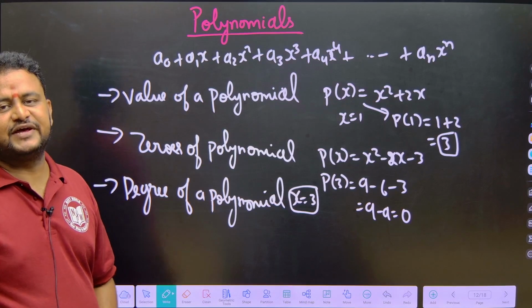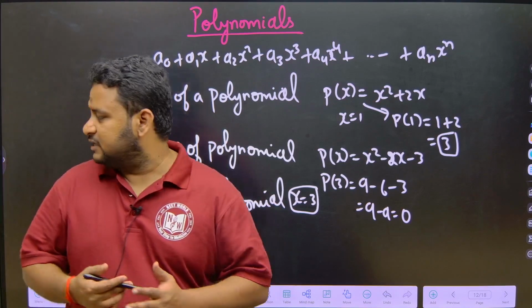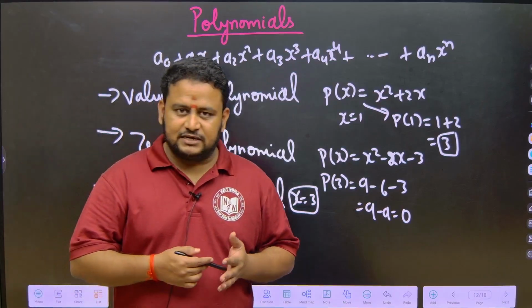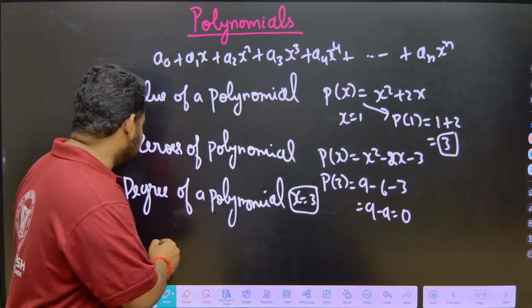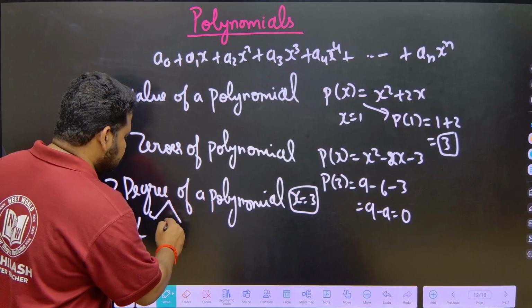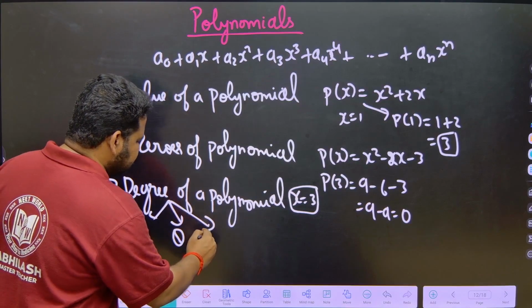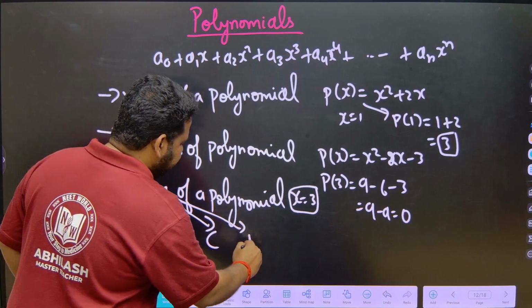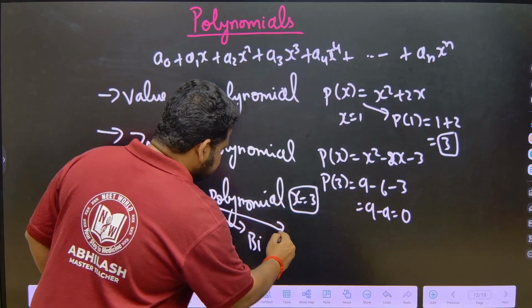Based on the degree of the polynomial, we learnt various types of polynomials. One of the types is called linear polynomial. Another one is called quadratic polynomial. Then we learnt what is cubic polynomial. Then we learnt what is biquadratic polynomial, and then we learnt what is constant polynomial.